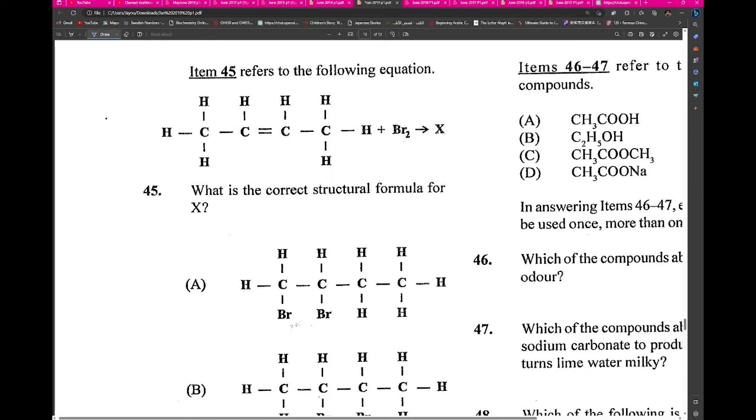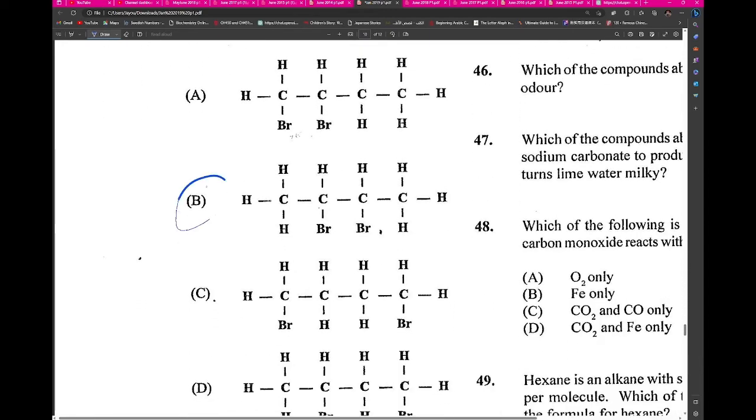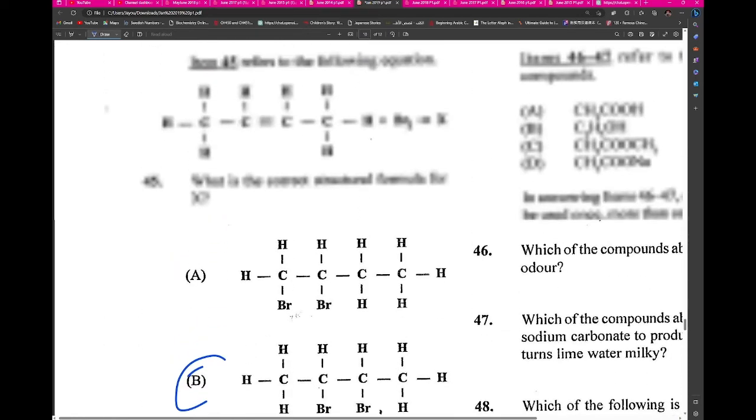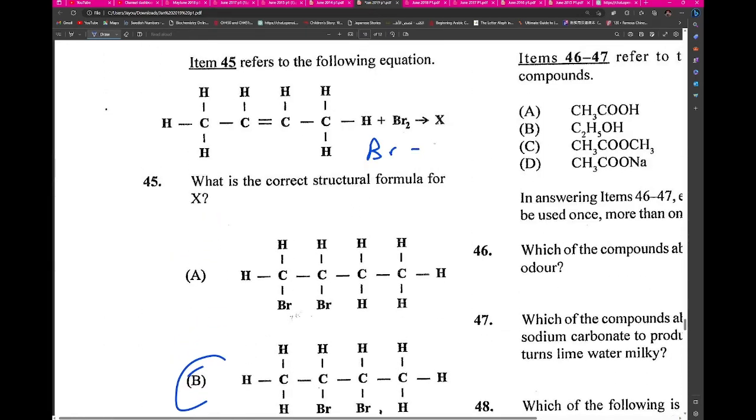What is the correct structural formula for the reactant here? So we're gonna have B being the answer. For the bromine, remember that bromine is diatomic. One will go here, breaking the bond, and the other will go here.